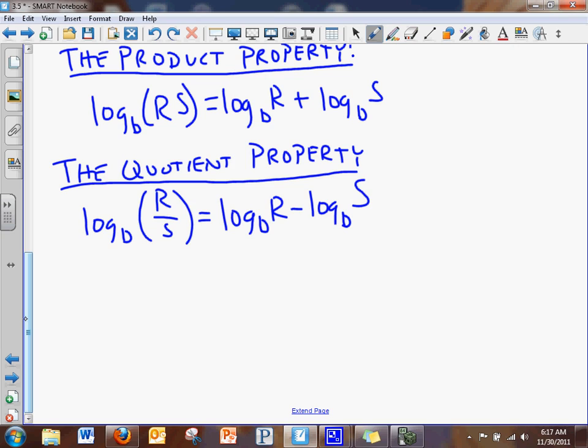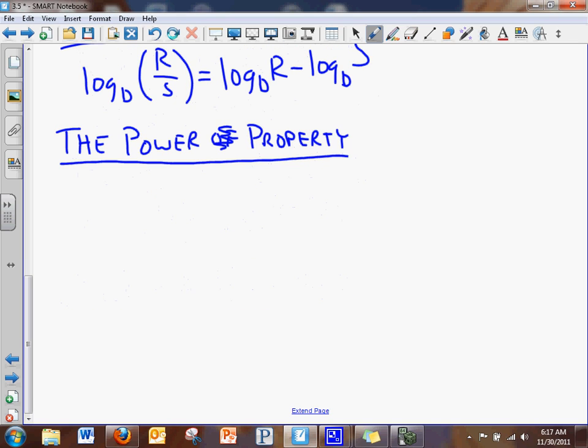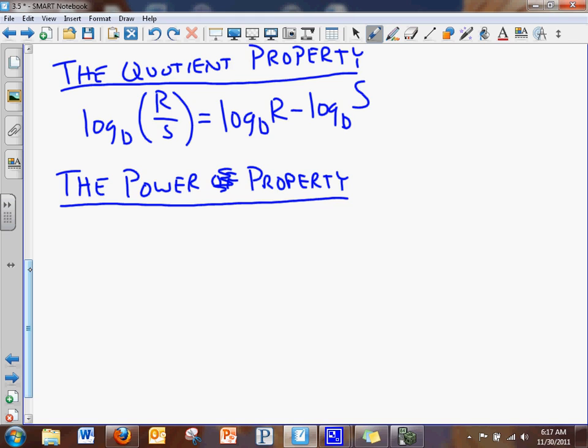And then the last one we learned last time is the power property of logs. This is kind of a big one. It's used a lot. If I have log base b of x with an exponent c, that c can be written out front of the log. Kind of a big deal. All right, nice. That was quick.